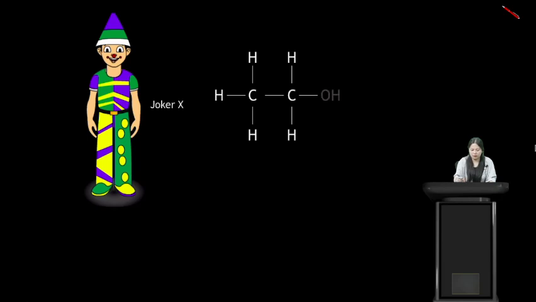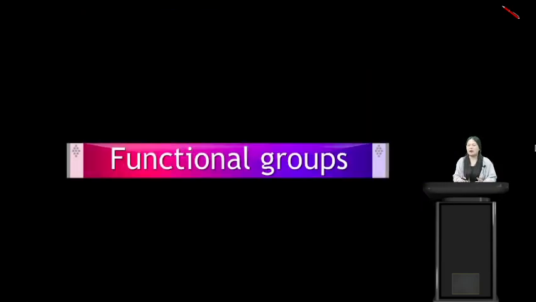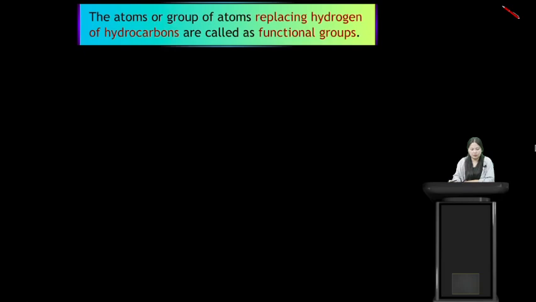So if we replace one of the hydrogen in a hydrocarbon with OH, we will get alcohol. Okay, and if we replace one of the hydrogen with CHO, we will get aldehyde. These groups are called functional groups. So what are functional groups? The atoms or group of atoms replacing hydrogen of hydrocarbons are called as functional group.